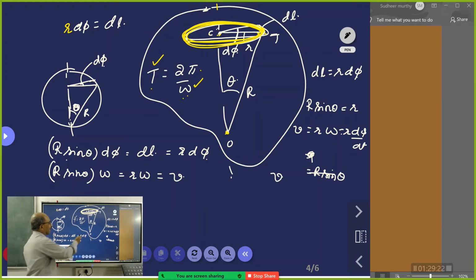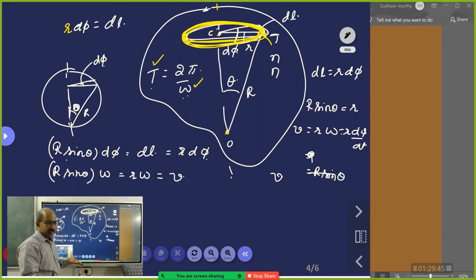Arey yaar, you stand here and you count how many times this body will go through this point. Say it will go n times. And from here you stand and count. How many times will it go? Same n times. So the number of rotations it has made in 1 second is angular frequency.